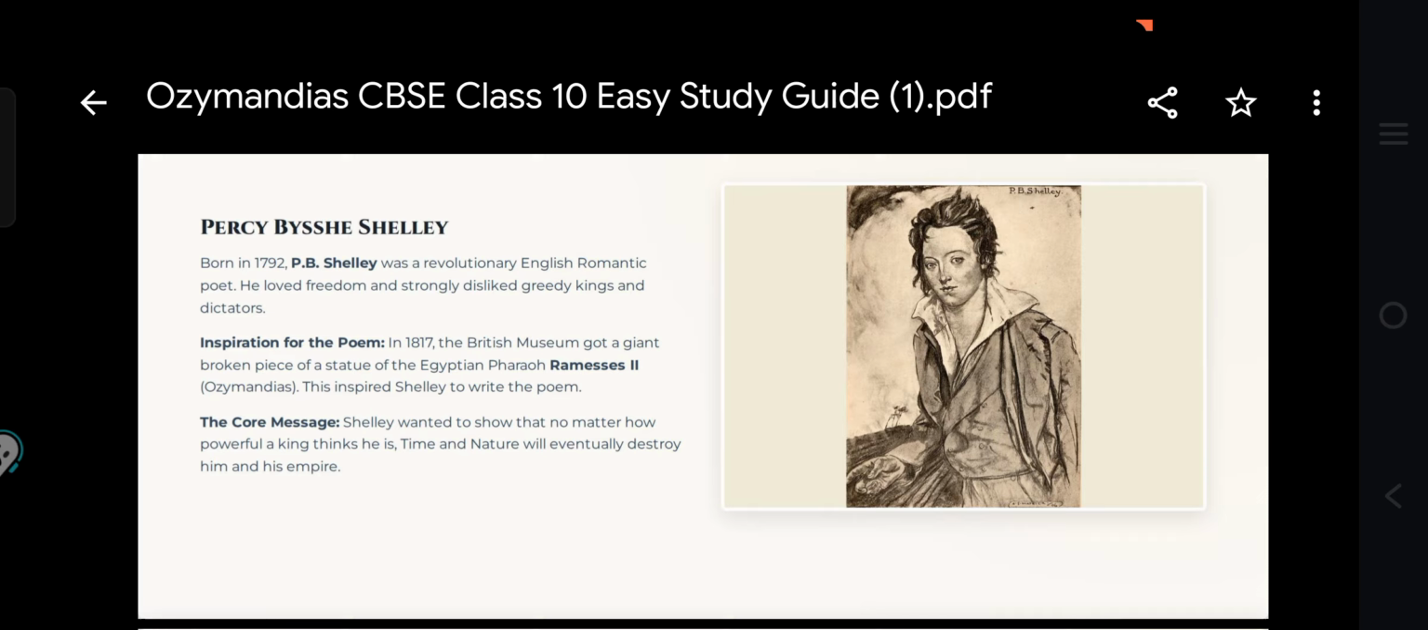And through this poem, Shelley wanted to show no matter how powerful a king thinks he is, time and nature will eventually destroy him and his empire.